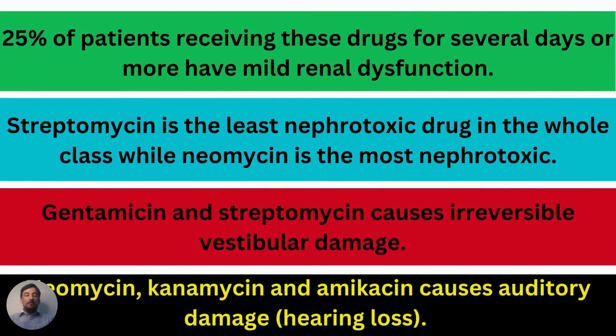Moreover, 25% of patients receiving these drugs for several days or more have mild renal dysfunction. Streptomycin is the least nephrotoxic drug in the whole class. Please remember this. While neomycin is the most nephrotoxic drug in the whole class. So streptomycin causes less nephrotoxicity, while neomycin is the most nephrotoxic drug.